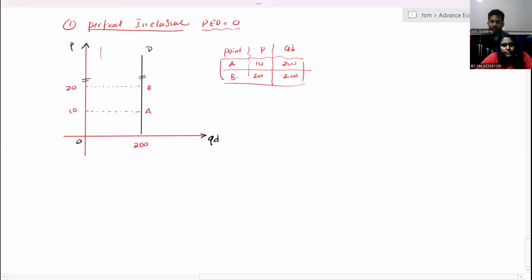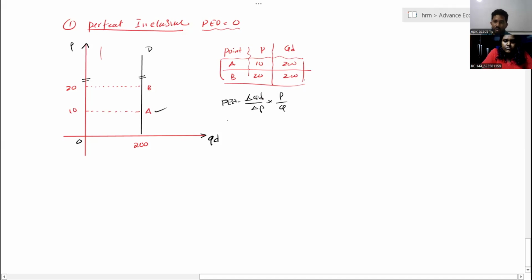So now you can identify point A and B have similar quantities, but there's a change in the prices. So if you are going to calculate between point A and B, the value of the coefficient must be equal to 0, because it is inelastic. You just consider PED equal delta QD divided by delta P multiplied by P divided by Q.